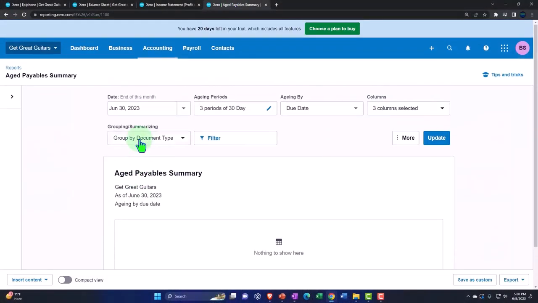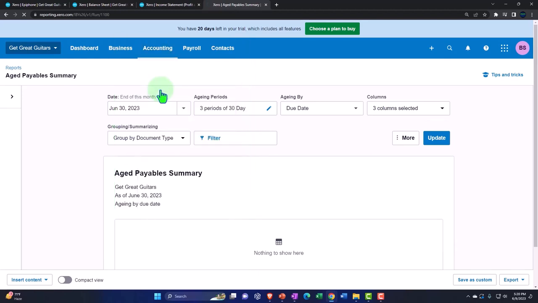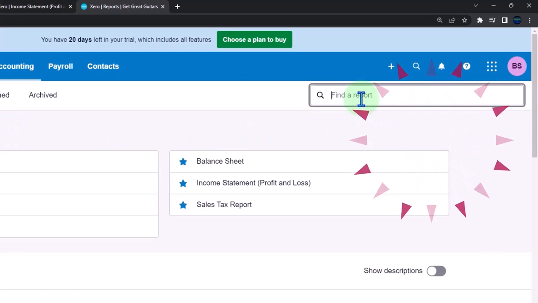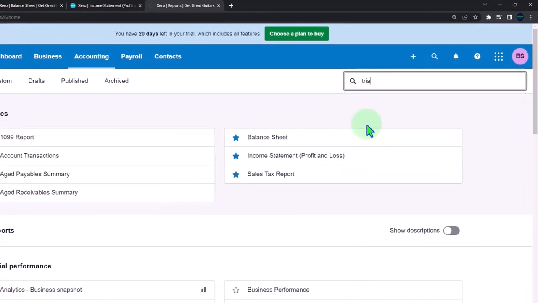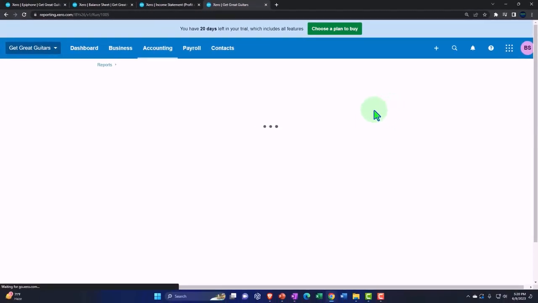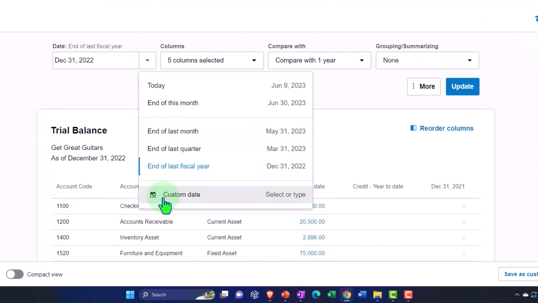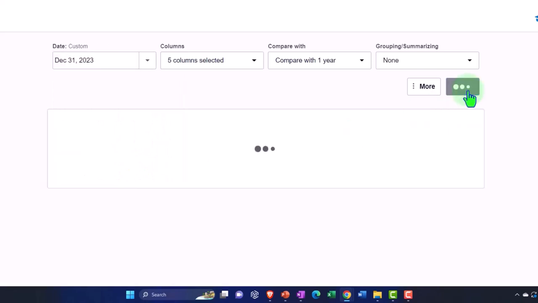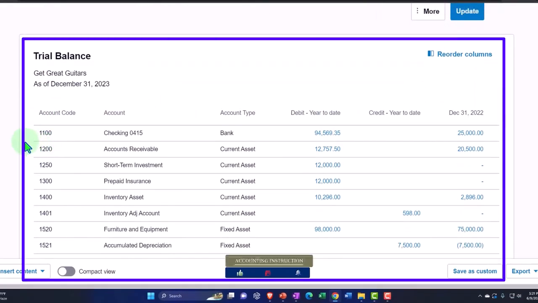Tab over to the right, and I'm going to go to the accounting dropdown and go into our reports. Reports, and let's take a look at the trial balance. Trial balance. The balance is on trial, and we'll see what happens here with the trial balance. We're going to go to the custom date and 2023, see if we got an honest jury on this trial for the balance. We're going to say, there it is.